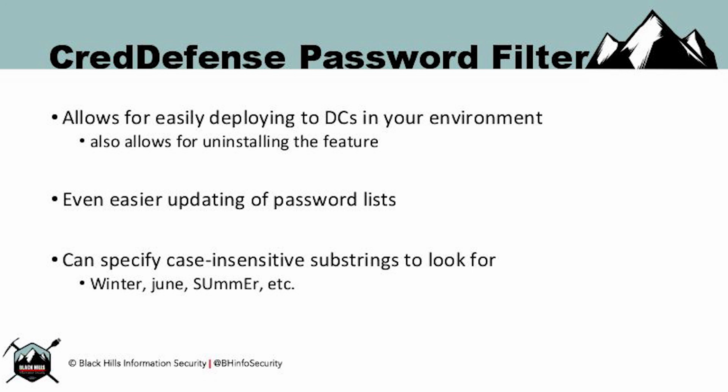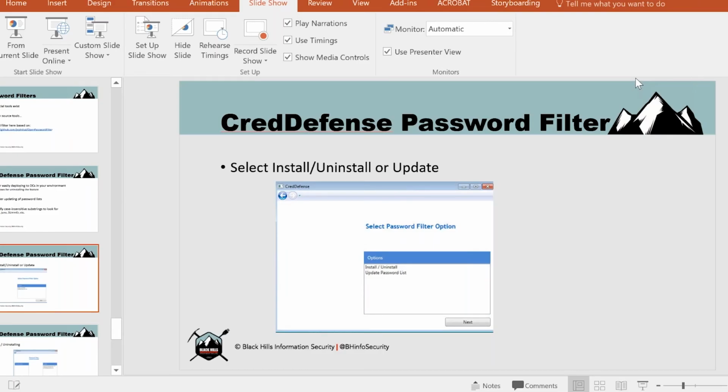Another thing that we added is that it's case insensitive, and it also does substring matching rather than direct comparison. So rather than having to write out winter 2017, winter 2018, winter 2019, and so forth, you can just put winter, you can put summer, June, whatever, and it'll prevent people from setting any password that contains those substrings. So what does that look like?